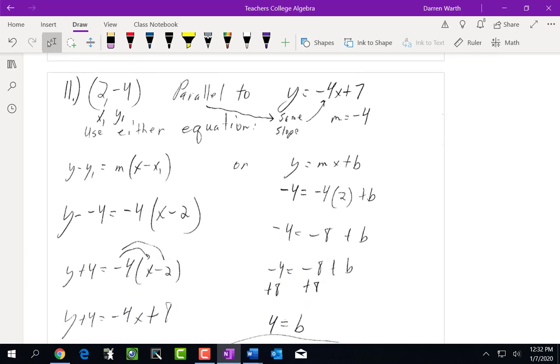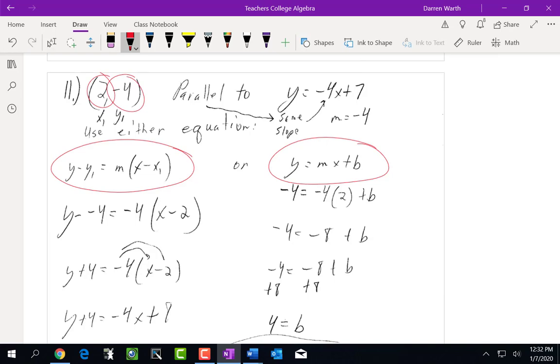Okay, number 11, it says use the given conditions to write an equation for the line in the indicated form. So it's going to pass through (2, negative 4) and be parallel to the line whose equation is y equals negative 4x plus 7. So notice I show you both ways to do it. You can either use this form, y minus y sub 1 equals m times x minus x sub 1, or you can use y equals mx plus b. Both those are used to write equations. So here's my x sub 1, my y sub 1. So x sub 1 is 2, y sub 1 is negative 4. So all I'm going to do is just substitute that in to my x sub 1. There's my y sub 1.